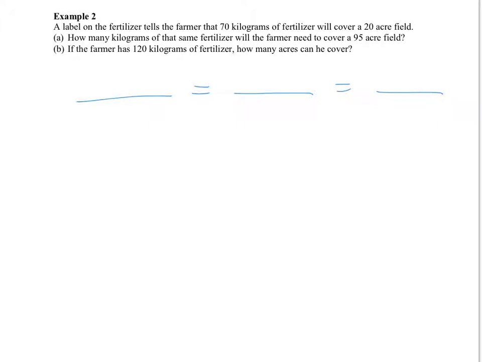So I would just use kilograms up here, and then I would put acres on the bottom, okay? And now we have to get our rate, okay? And that's, they tell us up here, 70 kilograms to cover 20 acres, so our rate will be 70 kilograms to 20 acres, and we know that kilograms goes on top, so we have 70 kilograms to 20 acres, okay?